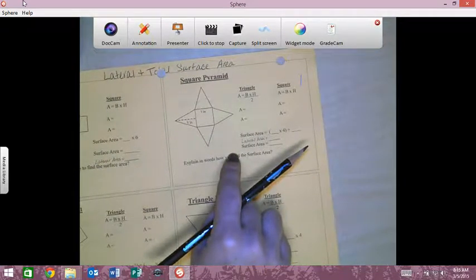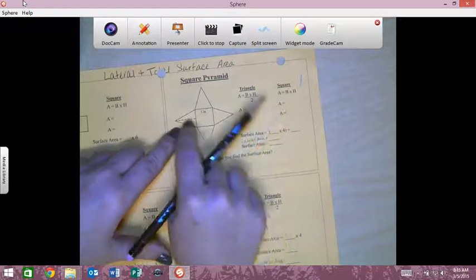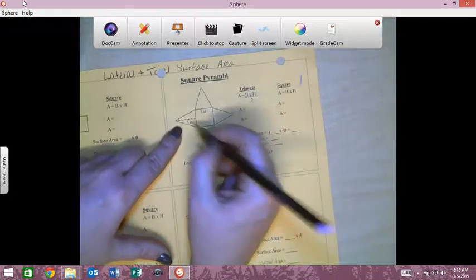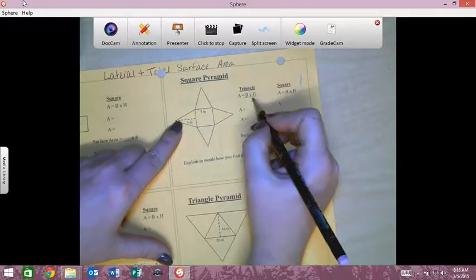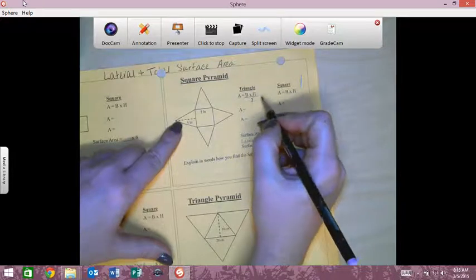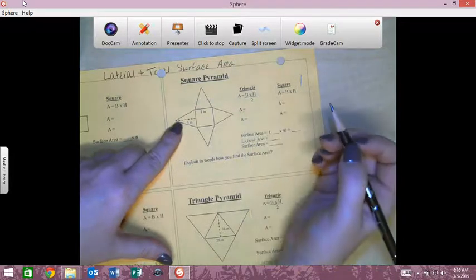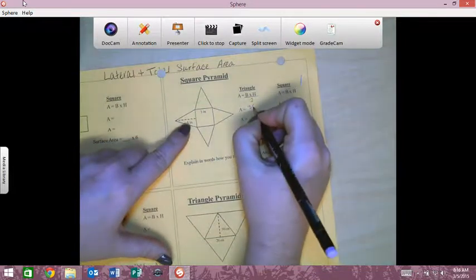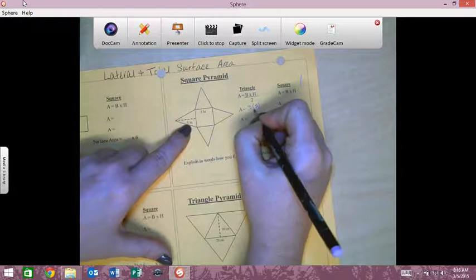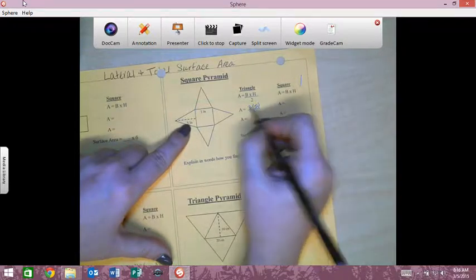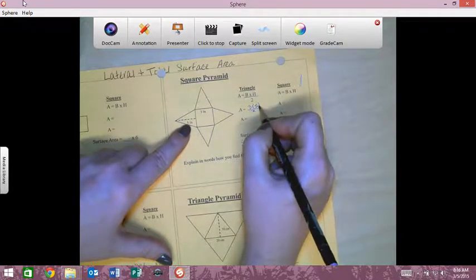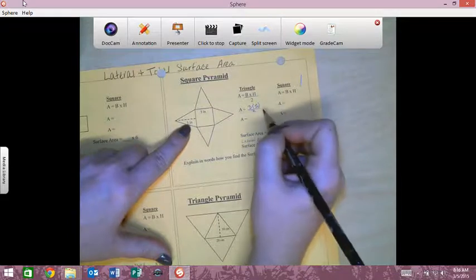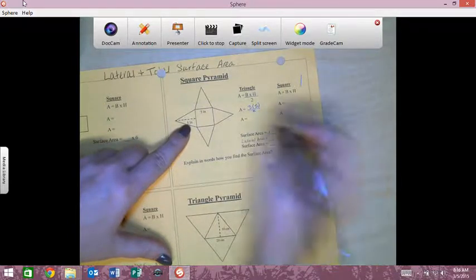Okay? So what you're going to do is find the area of each of your faces. In this case, your faces are triangles. Okay? So area is 1/2 base times height, or base times height divided by 2. It's the same thing. So in this case, our base is 3, our height is 5, and then we're going to divide that by 2. So 3 times 5 is 15. So then we would have to do 15 divided by 2.